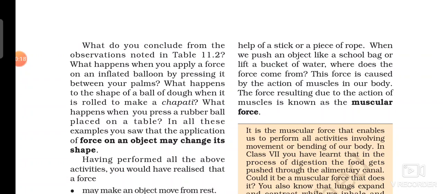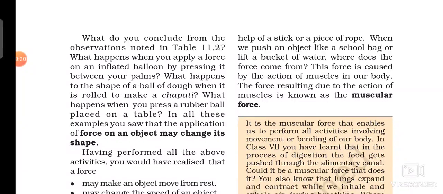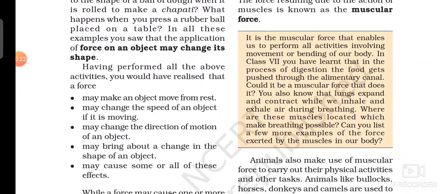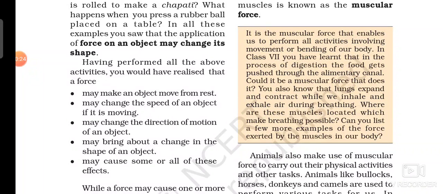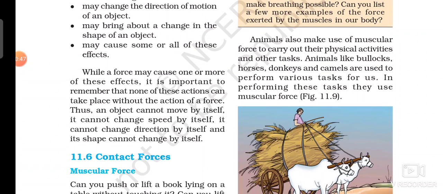So let us recall all the effects of force. First is force can move a stationary object. Second, force can stop a moving object. Third, force can change the speed of a moving object. Fourth, force can change the direction of a moving object. Fifth, force can change the shape and size of the object. Okay, so force can change the state of motion.